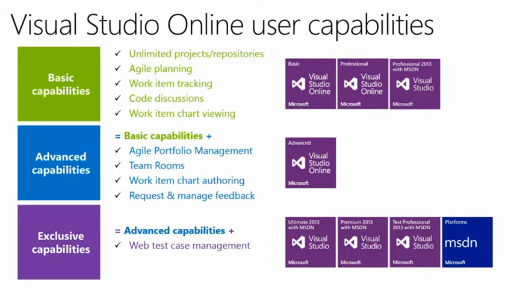Now, we also have a set of exclusive capabilities for MSDN subscribers, which allow you to have the advanced, basic capabilities. And right now, the one exclusive capability that we have is web test case management. So that's available with Visual Studio Ultimate, Premium, Test Professional with MSDN, and then our new offering, which is MSDN Platforms. And so this is how you get access to the capabilities of Visual Studio Online.